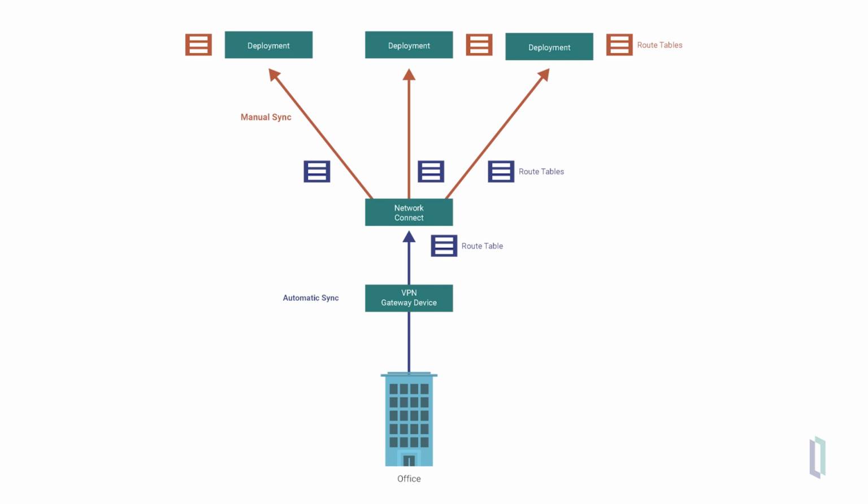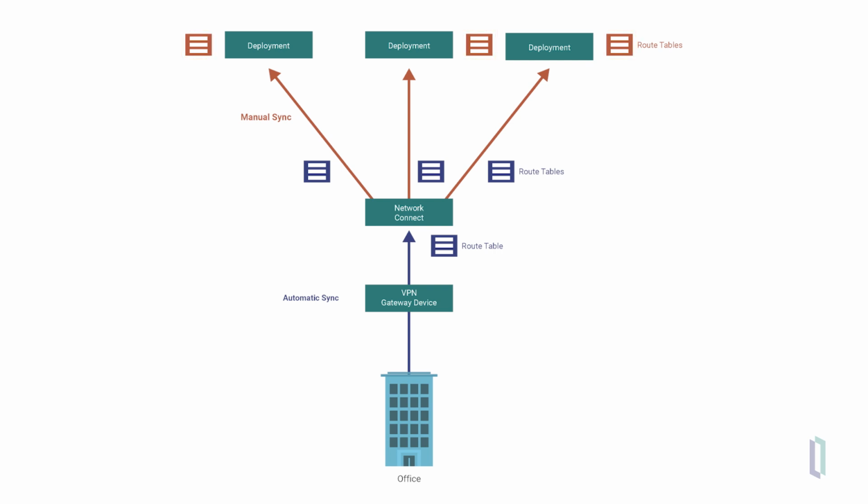The problem is that the routes not only need to be aware by Network Connect in their route tables, they also need to be shared to these orange route tables that are next to all these deployments. And so this is a process that needs to be triggered manually. All we need to do is take the routes that the office has shared to Network Connect that are in these blue tables here, and we need to sync them, send them to these orange route tables at the top for the deployment. Once that's been complete, the deployments will effectively have the route.